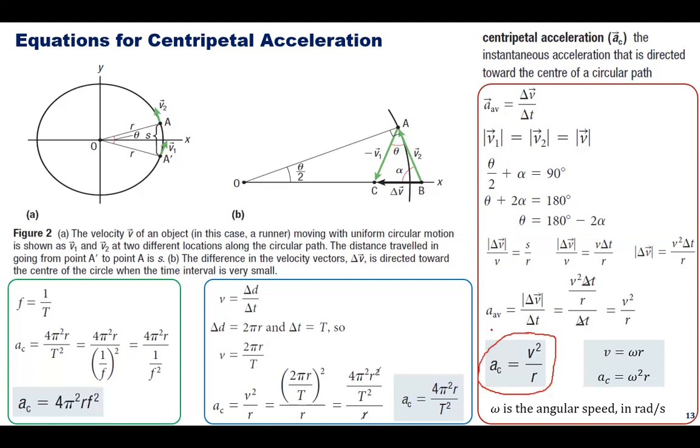Okay, this is a first formula you need to remember. The centripetal acceleration in the uniform circular motion: a_c equals v squared over r. Again, this is just the magnitude, okay? The direction of the centripetal acceleration is always pointing to the center.